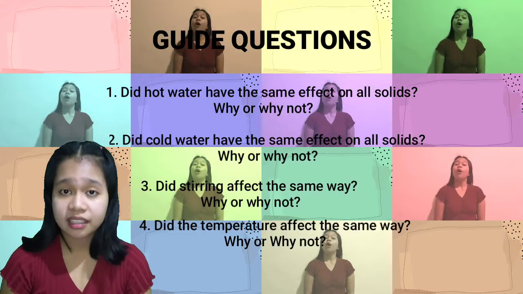Why or why not? All solids like salt, sugar, and baking soda are soluble in water, although their level of solubility varies under certain conditions. First, let's discuss solubility. Solubility is the amount of solute that can dissolve in a given amount of solvent at a given temperature. In a solution, the solute is the substance that dissolves, like salt, sugar, and baking soda, while the solvent is the substance that does the dissolving, like water.